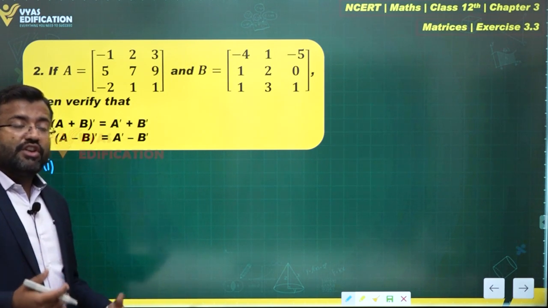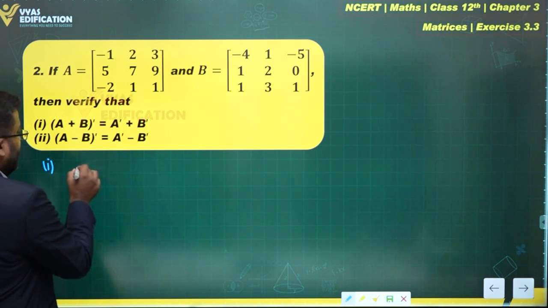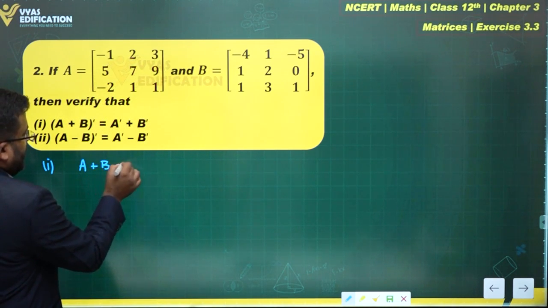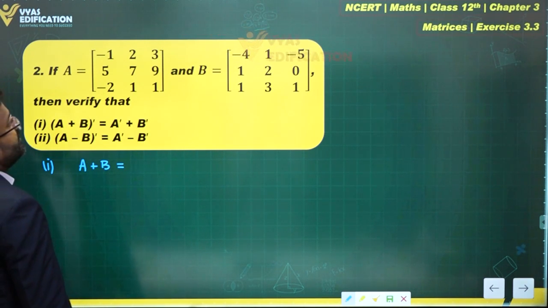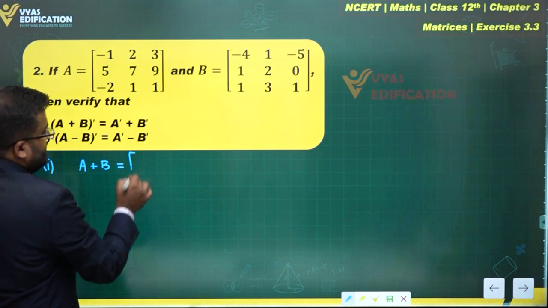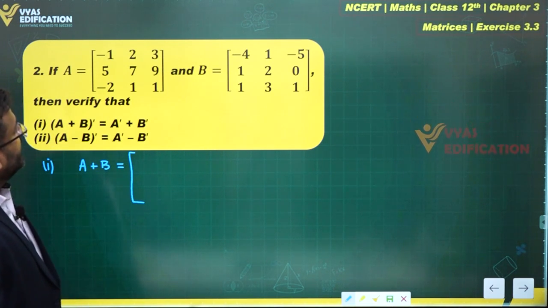So first let's talk about the terms in LHS. What do we need? We need A plus B. Let's solve for A plus B. First find A plus B. A plus B will be obtained by adding the corresponding elements of these two matrices. Let's add the corresponding elements.